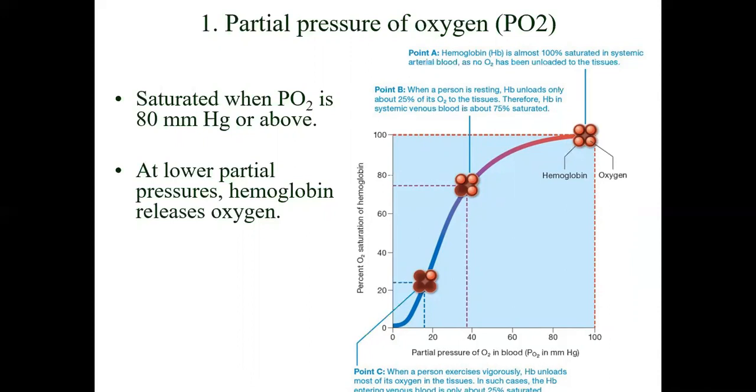And once that blood starts to travel, the oxygen concentration goes down because the blood leaves the lungs. Oxygen pressure goes down, and it starts to naturally release some of that oxygen out into the tissues.